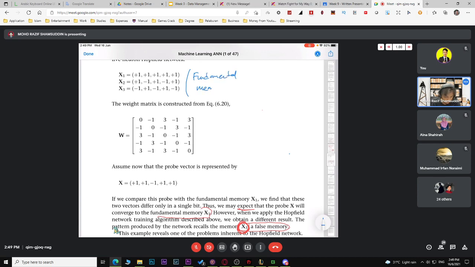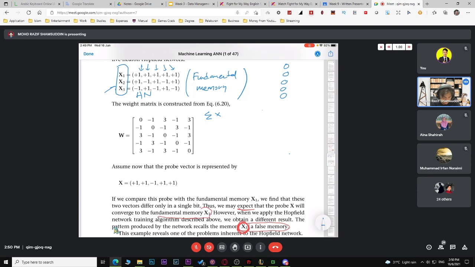memory. Okay, bila fundamental memory je maknanya the HN must memorize this. So dia ada how many vector? 1, 2, 3, 4, 5 kan? So network dia, neuron dia 5 lah. Okay, automatic you tahu. Right, so macam mana nak calculate dia punya weight? Weight dia calculated as X. Ni X kan? Notation dia tadi Y.